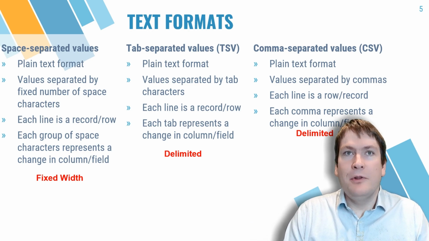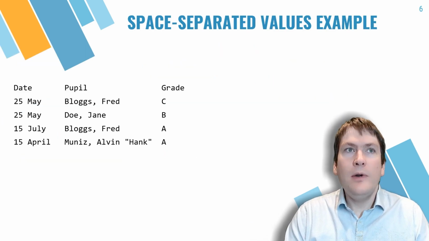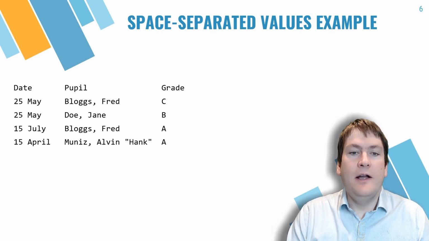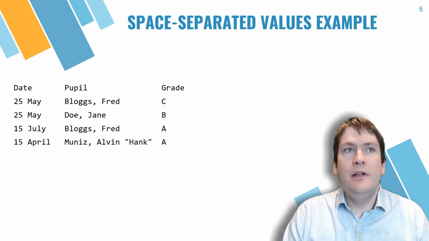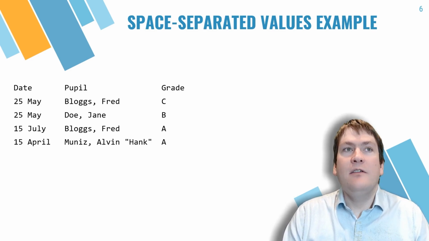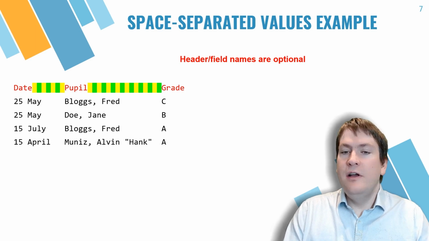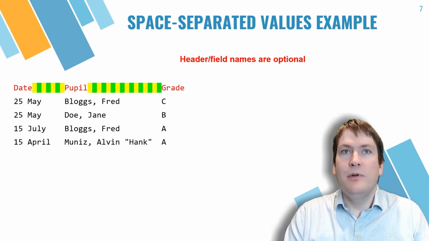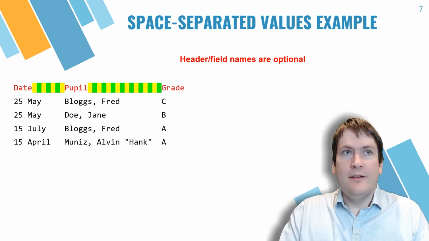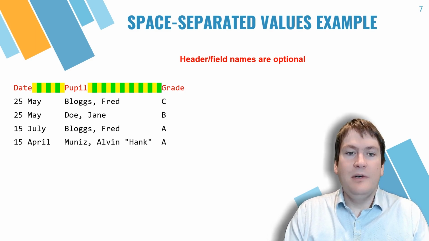So let's take a look at some of those. What I'm showing on the screen right now is an example of a space-separated text file. In this case, we have a number of students, some dates, and presumably this is when they took a test, and this is the grade they got on the test. The only thing that's separating these is spaces. This would be something someone would type into a text editor, where they manually hit the space key until everything's lined up nicely.